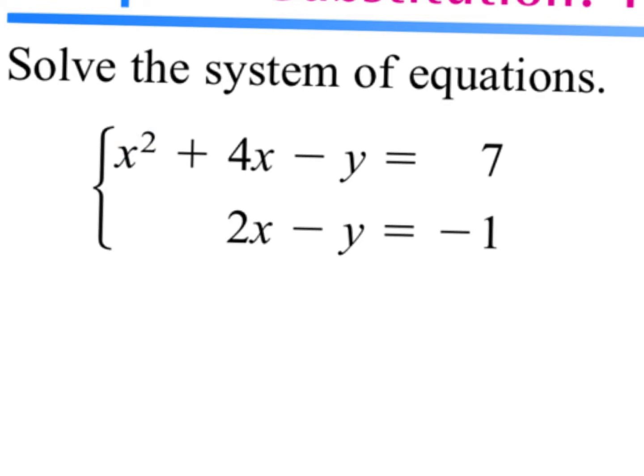Which equation, the top one or the bottom one, would be easier to solve for one specific variable? The bottom. And which one of those variables would be easier to solve for? Y. How come?